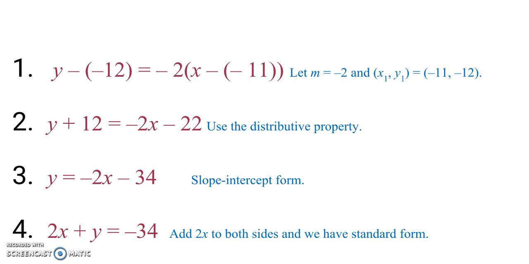From there, we just rearrange and solve until we get our information. So first we distribute that -2. We subtract 12 on both sides, and that puts us in slope-intercept form. So step number 3, after we subtract 12 on both sides, we get slope-intercept form. From there, we just need to add the 2x to the other side, and then we're in standard form, and our problem is done. Okay, so with point-slope form, it's just a matter of plugging in the information and solving.